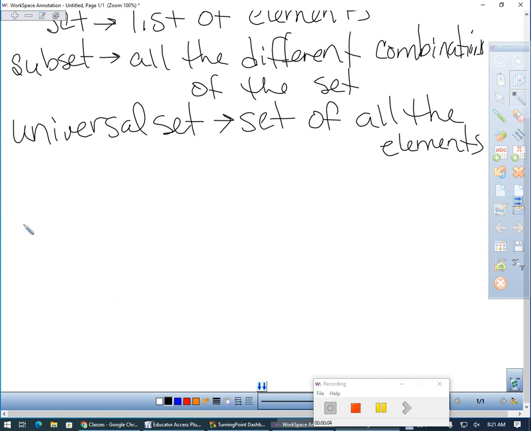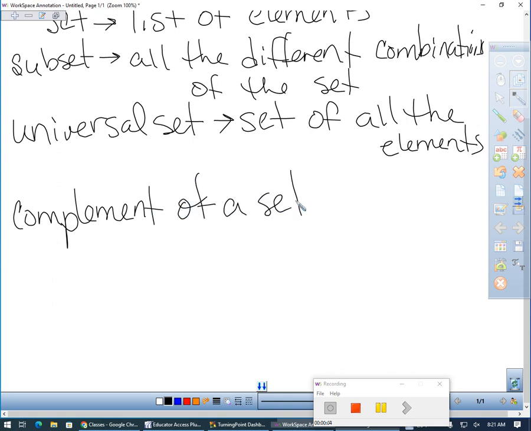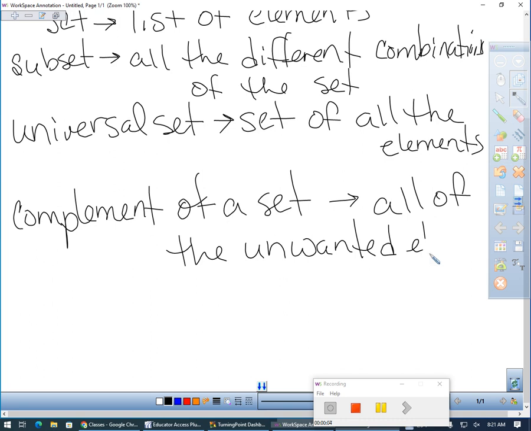Next, we have the complement of a set. The complement of a set is all of the unwanted elements. And the notation for a complement of a set is we use a little dash, what we call prime. So if I was doing the complement of a set, I would say I wanted a prime of the set.